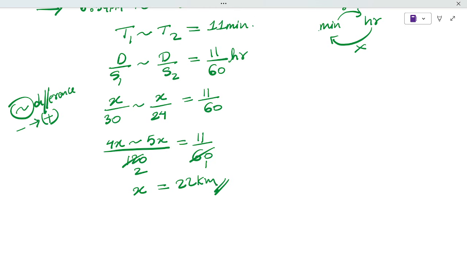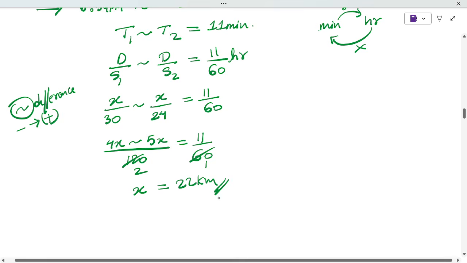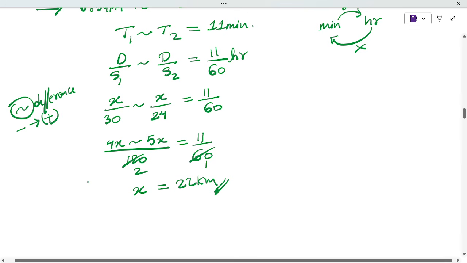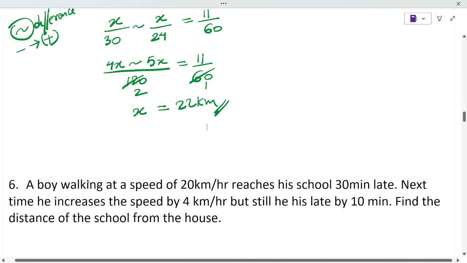In case the options are in meter, you just multiply by 1000. Kilometer to meter is bigger to smaller, right? Kilometer to meter conversion, we know 1000 meter is equal to 1 kilometer. So you just multiply by 1000. This will give us 22,000 meter. So if the options are in meter, it will be equal to that. Okay. So I hope that's clear.